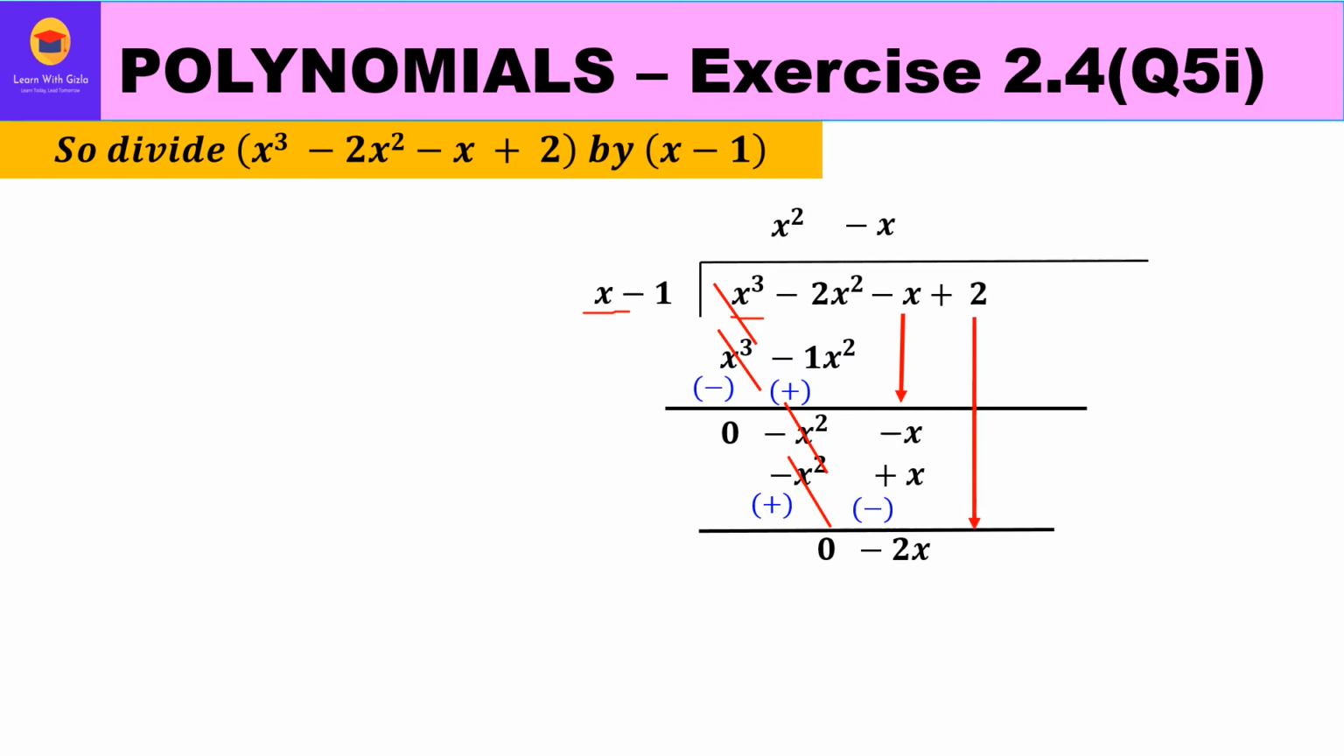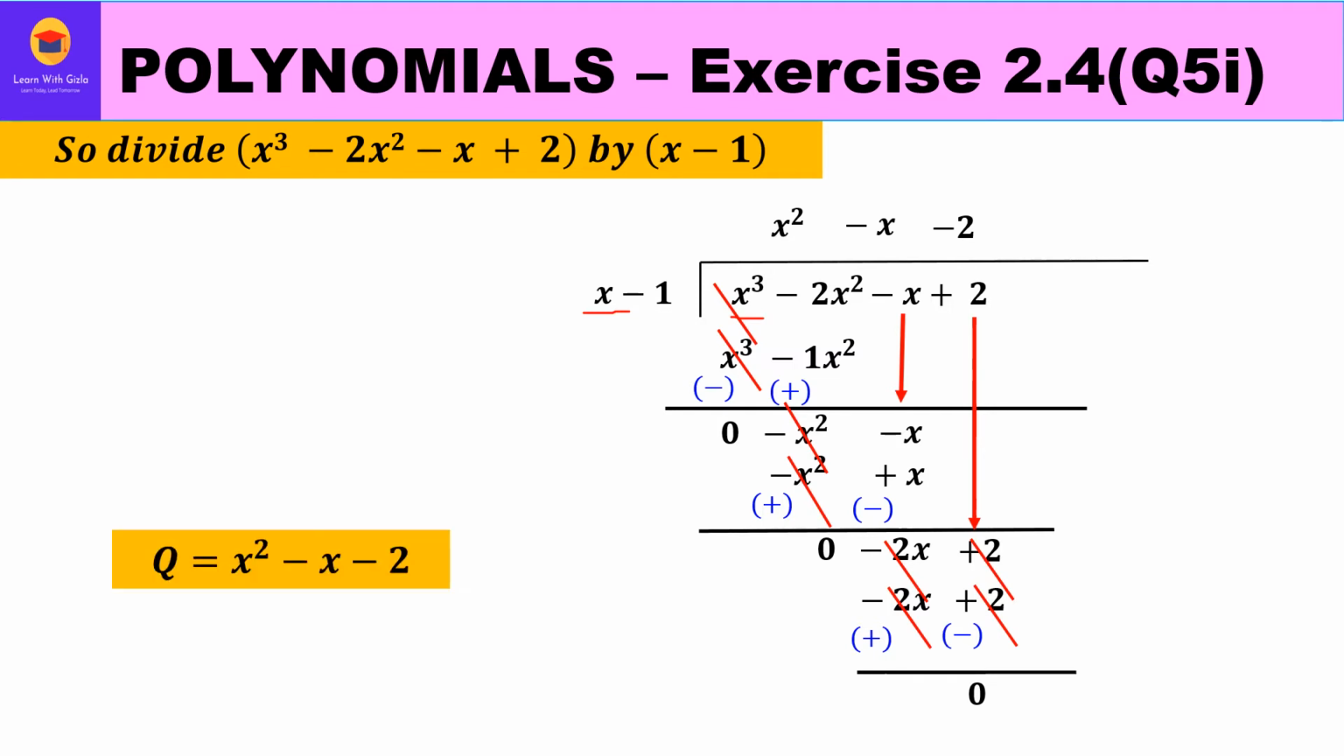Now bring down the next term of the dividend, that is 2. Now you have to think of a number which should be multiplied by x to get minus 2x. So that is minus 2. Minus 2 you will multiply by x minus 1 to get minus 2x plus 2. Now change the signs, cancel them, because one is plus, one is minus, and you are left with remainder 0. So we can say the quotient is x square minus x minus 2 and the remainder is 0.